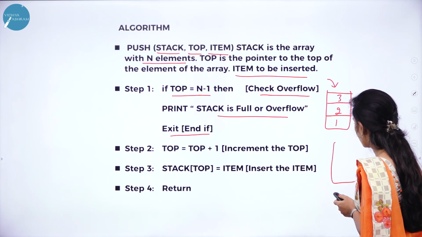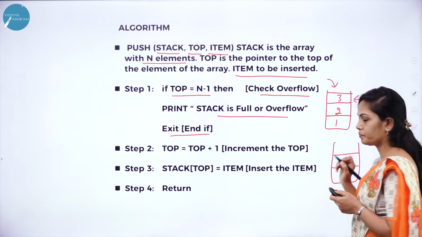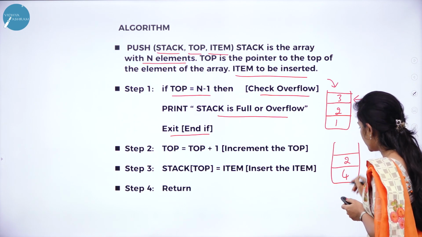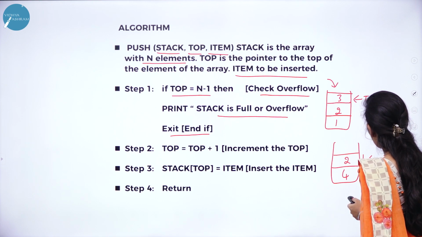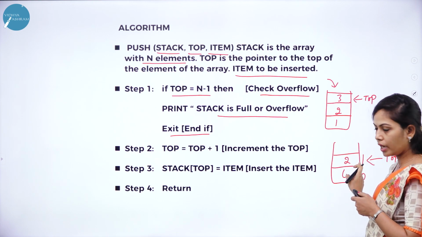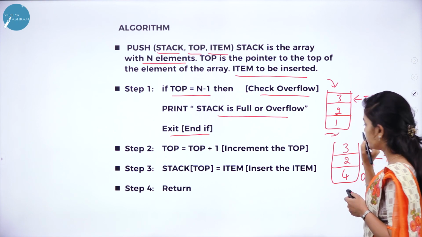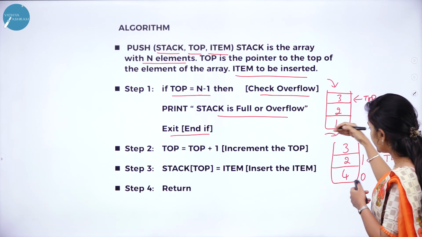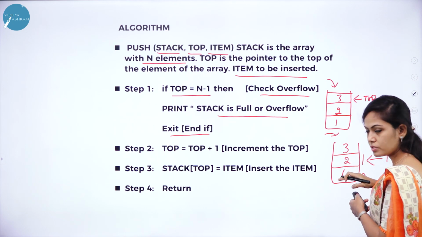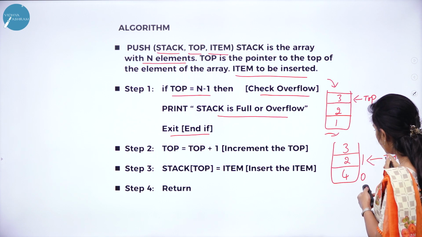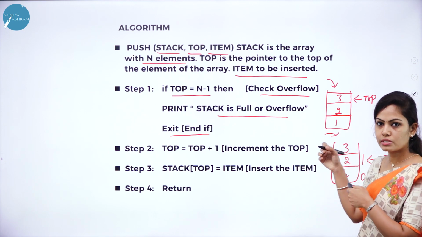If the stack is not full, for example, I have 2 items here, at positions 0 and 1. Here top is 1. I am going to add one new item, that is 3. We have only 2 values, 0 and 1, and top is equal to 1. I am going to add one new element into this stack.